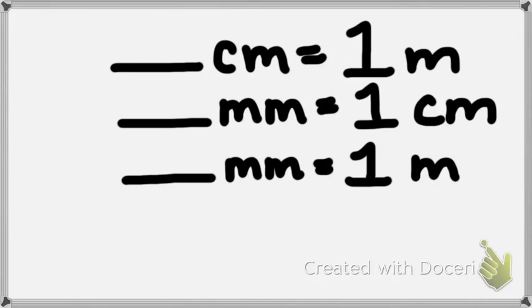Yeah, that's good. I want to know how to fill in these blanks. Let's start with the top blank. First of all, M is meter. CM is centimeter. So how many centimeters are in a meter? 100. Because what does centi mean? 100.